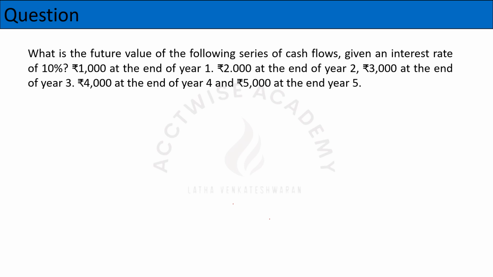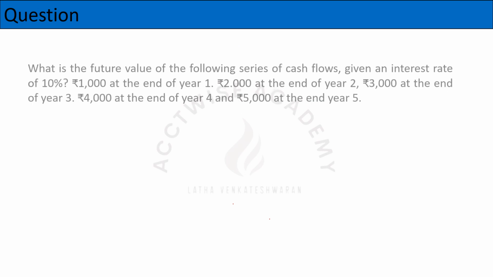The question is, what is the future value of the following series of cash flows given an interest rate of 10%? Rupees 1000 at the end of year 1, rupees 2000 at the end of year 2, rupees 3000 at the end of year 3, rupees 4000 at the end of year 4 and rupees 5000 at the end of year 5. So see here there are multiple cash flows, and it goes on like that. We have to find out the future value of the series of cash flows. Let us see how to solve the question.